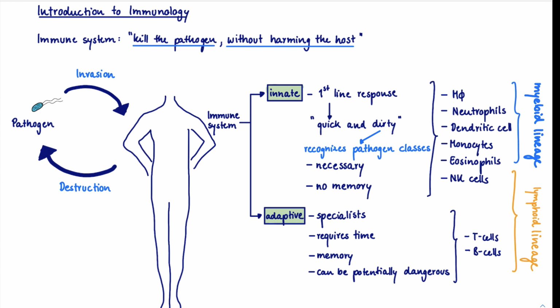We are constantly threatened by pathogens. We can breathe them in through the air, we can eat them on a sandwich, and they try to invade us. But fortunately, we have the immune system, and the immune system has the job of destroying the pathogen.